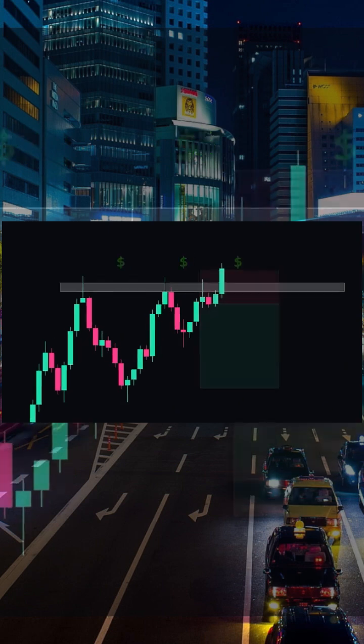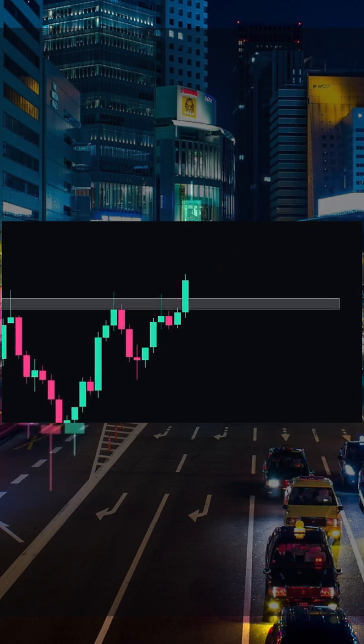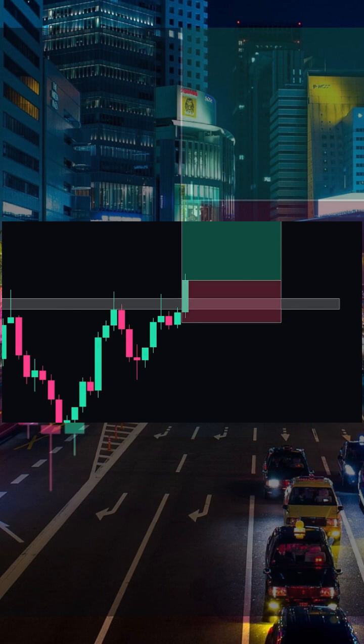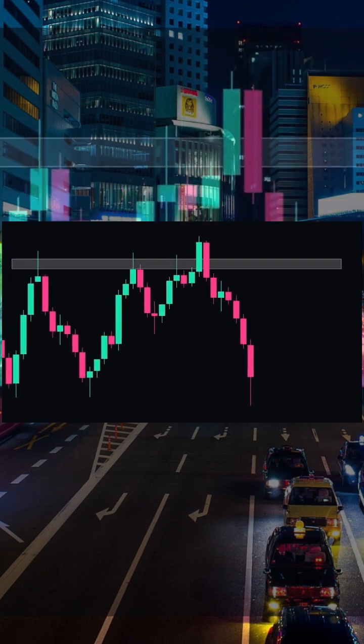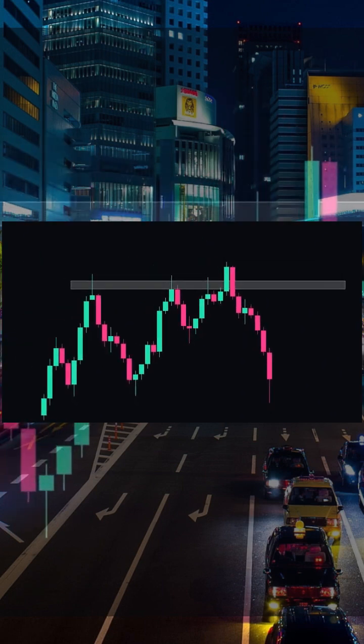Also, when the price breaks above this resistance, many breakout traders will enter the market, expecting the price to continue higher. Their buy orders also become the liquidity smart money needs. Once smart money gathers the required liquidity, the price will drop, trapping retail traders on both sides.